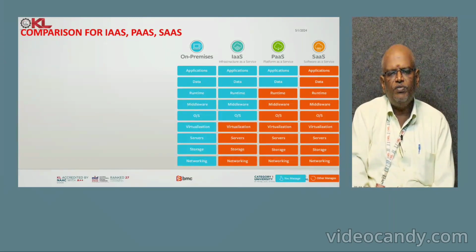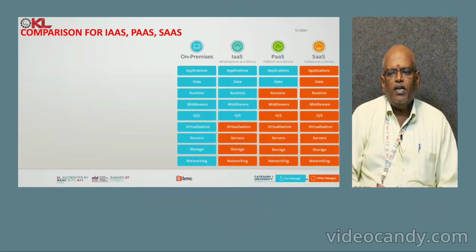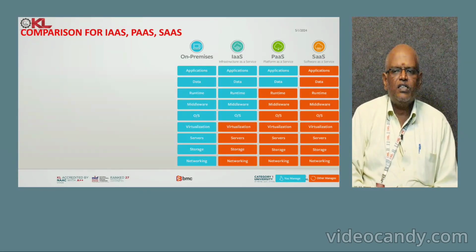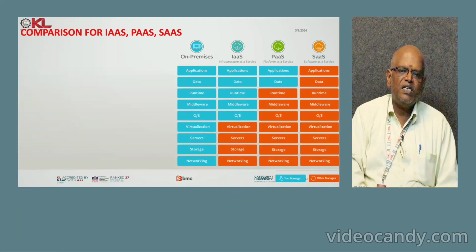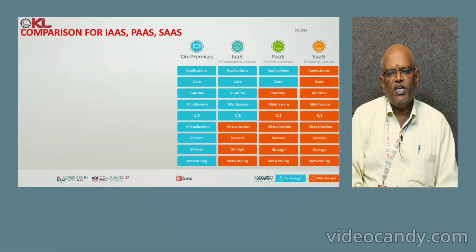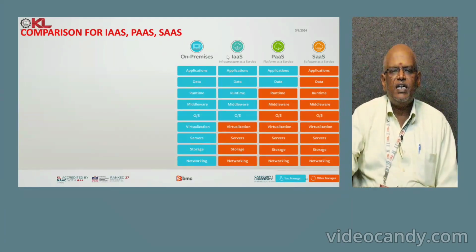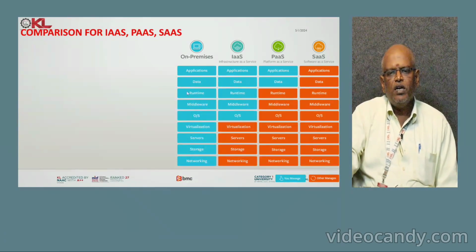The blue color denotes what you need to manage, and the other color, orange, denotes what others need to manage, that is the data center. So in the on-premises, that is nothing but the private cloud, there will be a multiple set of components available in a cloud computing environment, that is networking, storage, servers, virtualization, operating system, middleware, runtime, data, and applications. See here, the blue color denotes everything we need to maintain in that environment.